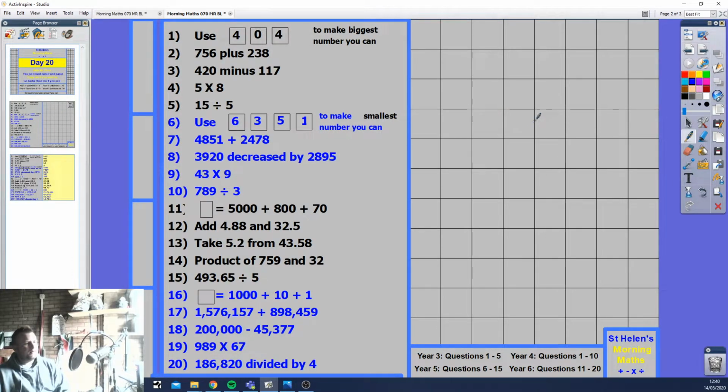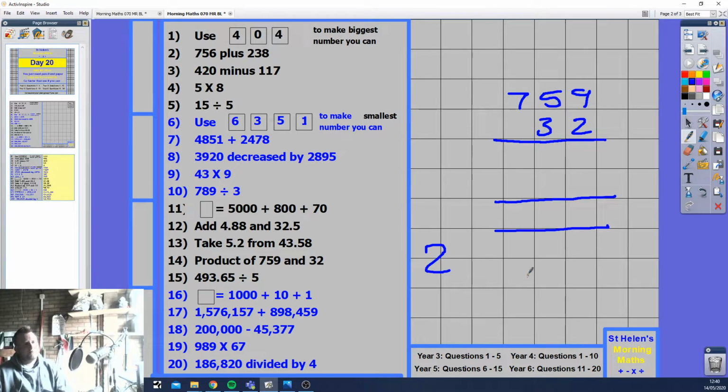Okay, and then we've got the product. Product means multiplication. So we're going to multiply 759 by 32. Oh, wow. So we're going to multiply it by 2 digits. Essentially what you're doing with this method is you're not multiplying by 32 all at once. You're actually multiplying by 2 and by 30. Now, what do we know about 30? In year 5, we should be very comfortable that that is 3 times 10.